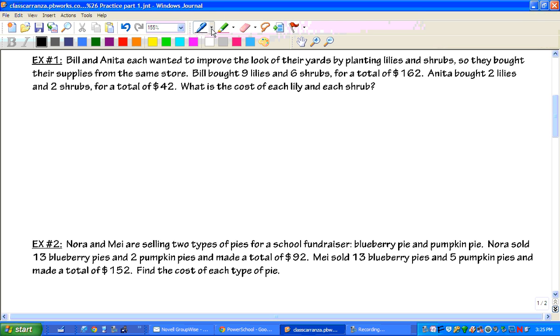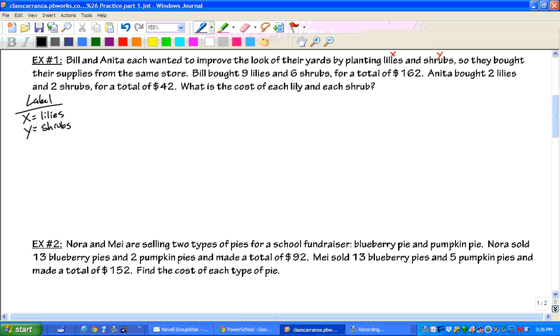Step number 1 is to label. So we need an X and a Y. Normally, whatever comes first will be my X and then my Y. So my X is going to be the lilies and Y is going to be the shrubs. In case you don't know, a lily is a type of flower, and a shrub is kind of like a bush. So they're all talking about gardening.